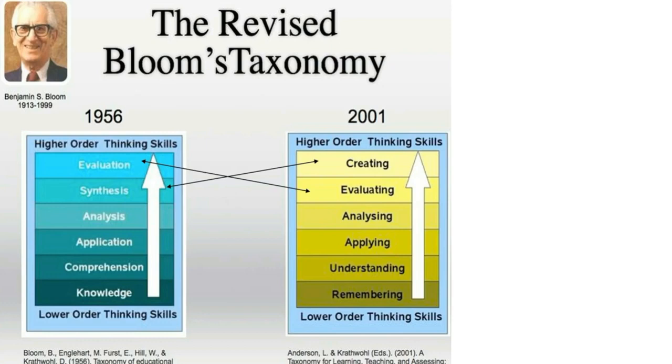What is the reason for this switching? Because in the revised version, it was regarded that evaluating is a lower level of cognitive domain as compared to creating. Creating is a higher level of learning as compared to evaluating. Because in creating, the learner constructs new information. They create new information. They make new sense of the meaning of the information that they have obtained or gained. And this makes creating the top of the cognitive domain in the revised version.